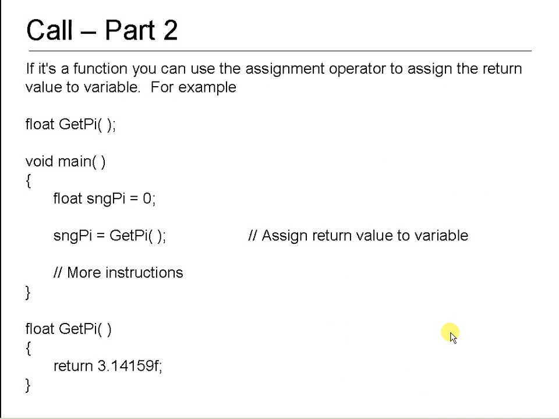If it's a function, you can use the assignment operator to assign the return value to a variable. So for example, we have our declaration getPi, we have void main, and in there I declare a variable pi, and I call the function getPi, and on the left side of that function I have the assignment operator along with the variable. So this value, whatever is down here, will be stuffed into that variable when we're all done.